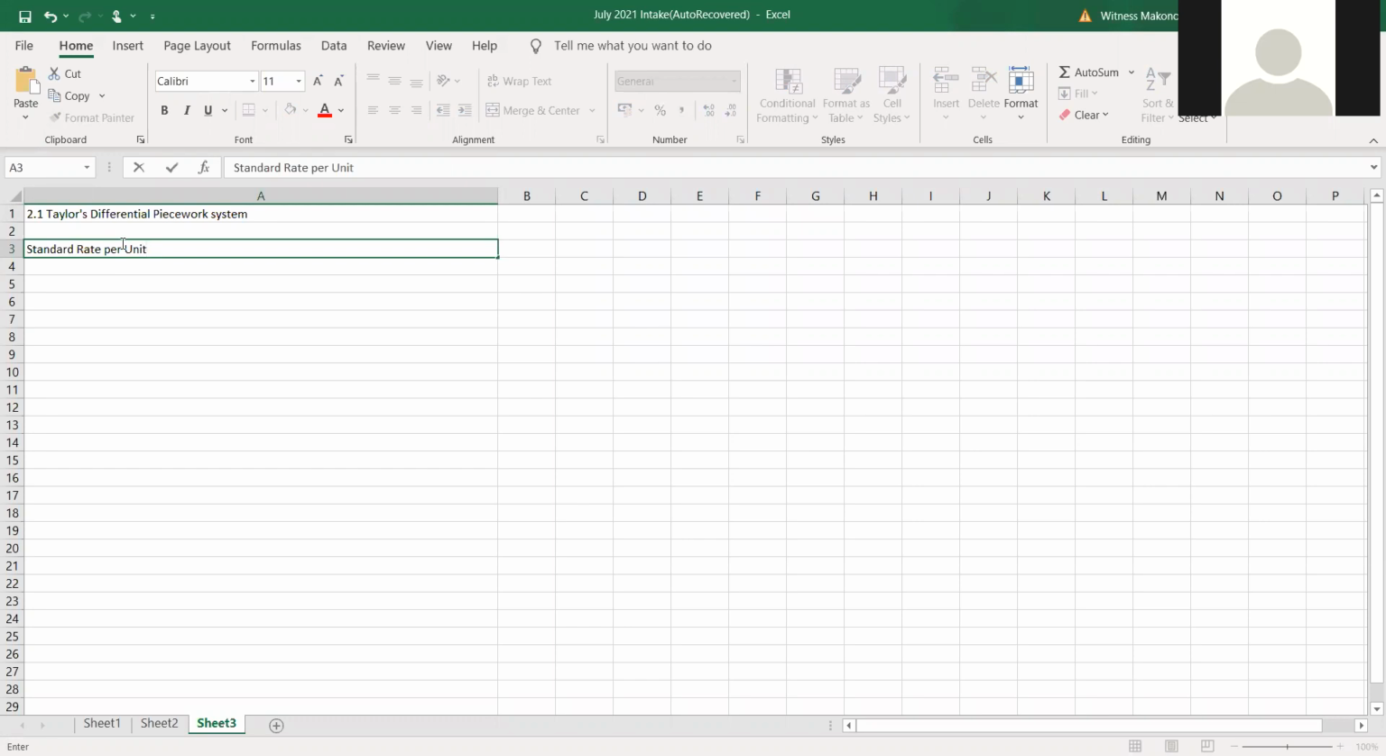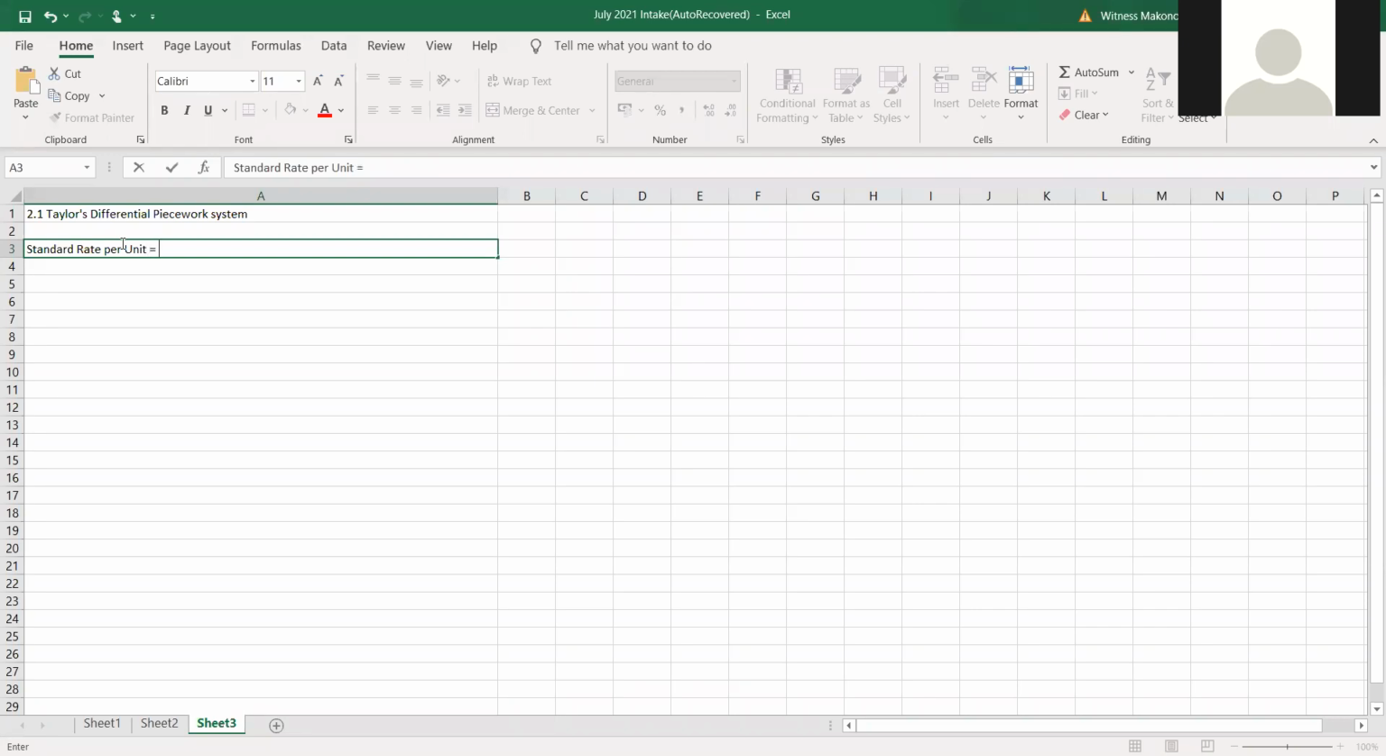We want to see how much you are really paying per unit. The standard that you are paying to produce 1 unit, you Manchester Enterprises, what is it? How much are you paying for the production of 1 unit? After we have gotten that standard rate per unit, we multiply it by the number of units that you have produced. Then you apply the premiums. You compare it with what you have produced. If it's below, you multiply by 80%. If it's above, you multiply by 120%.